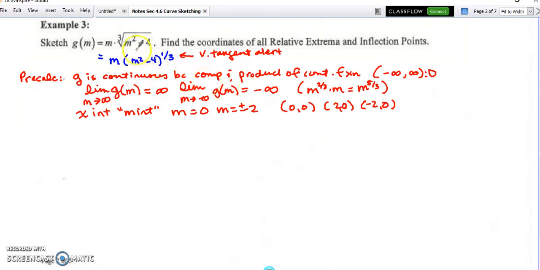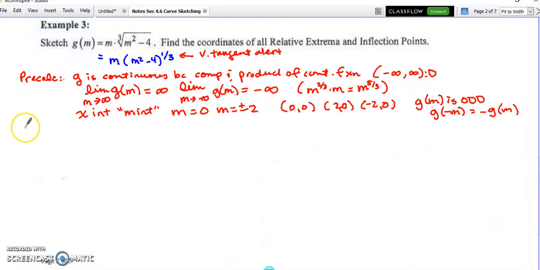In terms of symmetry, plugging this in, if you plug in negative m, this stays the same, but you're multiplying it times negative m. It's going to be opposite of what you have. So I'm going to say that g of m is odd, has odd symmetry, because g of negative m is going to equal the opposite of g of m. So I kind of think about that in my head as well, okay? So we get that going.